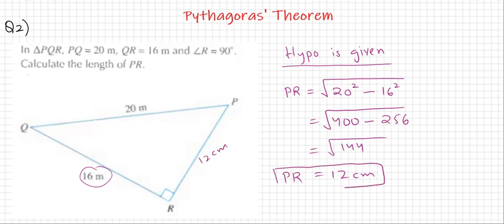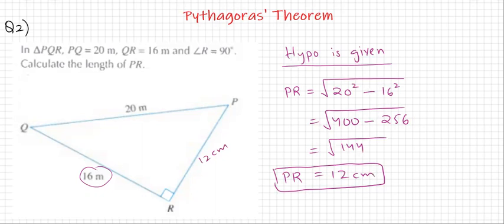So I explained two cases. In the first case, the hypotenuse was missing, so what we did, we added the other given sides inside the square root. And when the hypo is given, we subtract the given side from the hypotenuse. These were the two conditions I explained, which will be helpful in finding out the missing side of a right angle triangle.